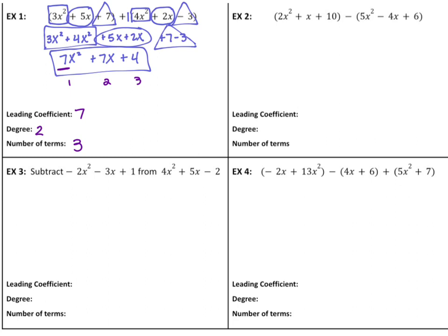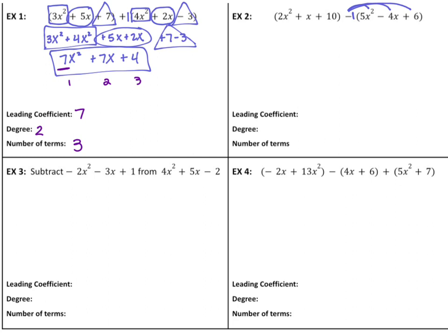Okay, this problem's going to be a little bit trickier because we are subtracting this time. So we have the polynomial 2x squared plus x plus 10 minus 5x squared minus 4x plus 6. So the first thing we need to realize is that we are subtracting that entire second polynomial from the first one. And so we have to distribute that negative, or that -1, to everything in the parentheses before we can combine like terms. So I'm going to start off by doing that. I am going to distribute -1 to my 5x squared, to my -4x, and to my +6.